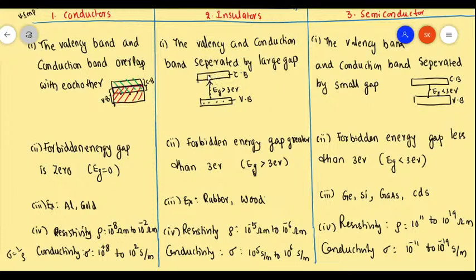But here there is a large gap between the valency band and conduction band. That's why no electron will jump to the conduction band. Here the conduction band is empty. That's why free electrons are not available. Due to the unavailability of the free electrons, there is no current.